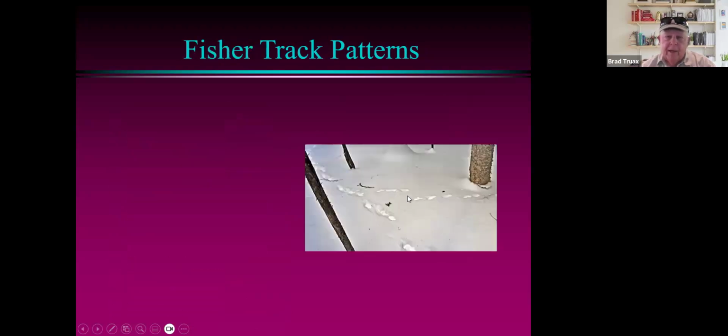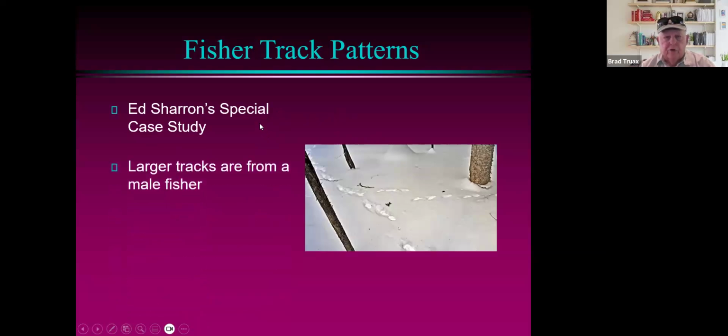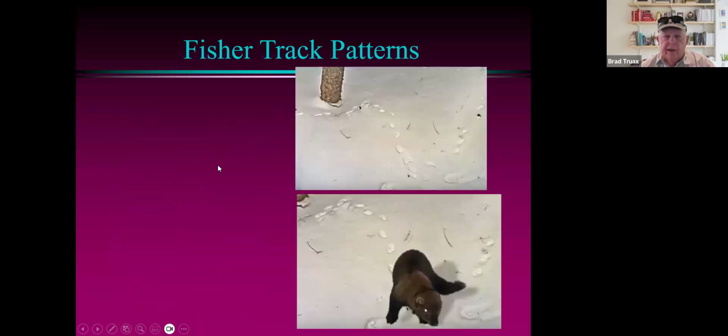They start over. Here are some fisher track patterns. Ed Sheeran is a ranger with the National Park Service, based out of the Vermont National Park, basically the Marsh-Billings Park. And the larger tracks here are from a male fisher, and the smaller ones over here are from a female fisher. So Ed Sheeran put together a video that I'll give you the link to at the end of the session, but it basically shows you what the fisher was probably doing.